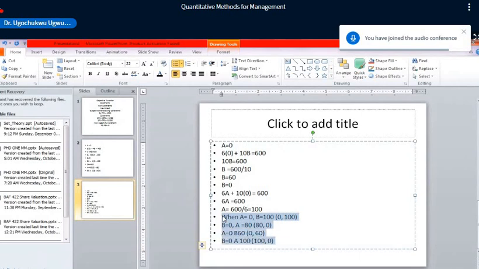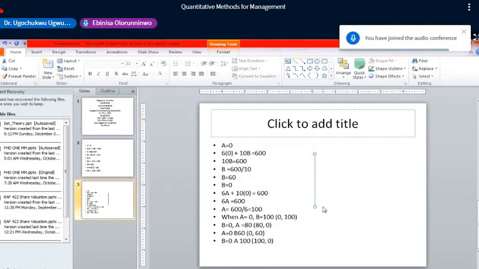Now, with these coordinates we have plotted, you can just fit them into a graph. Okay, you can fit it into what? Into a graph. Let us say that this is our graph.